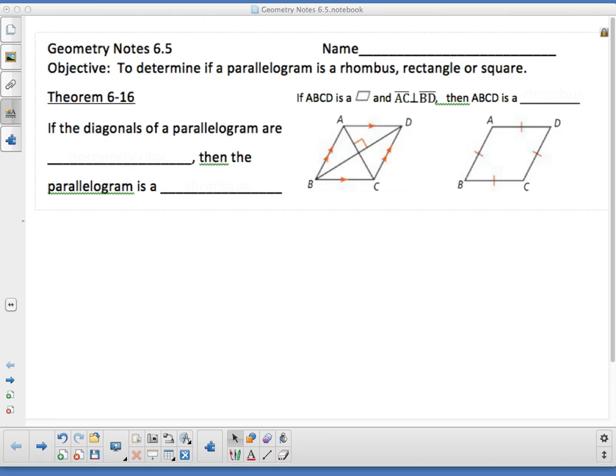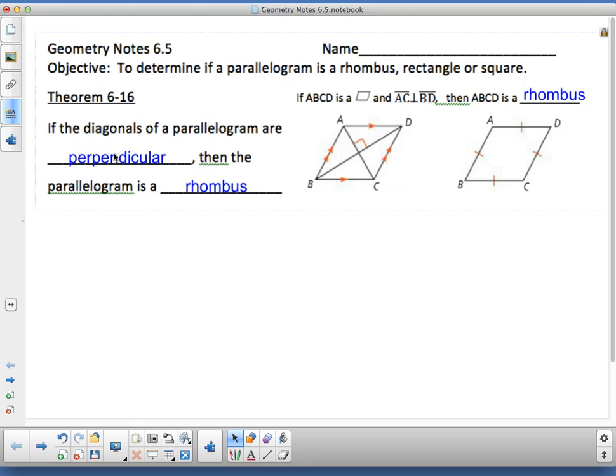So we're looking at this, our objective again: to determine if a parallelogram is a rhombus, rectangle, or square. So our first property we're working with today is 6.16. If the diagonals of a parallelogram are perpendicular, then the parallelogram is a rhombus. So if I know it's a parallelogram already, and then you find out, hey, them diagonals, they're perpendicular, then I can say, hey, it's a rhombus. I know that for a fact, Jack.